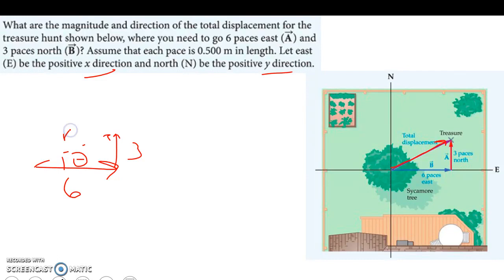Now to find our resultant, we just use Pythagorean theorem. 6 squared plus 3 squared, and take the square root of that. So 6 squared is 36, 3 squared is 9. That adds up to 36 and 9, and we take the square root. I get 3.35 meters as my C.